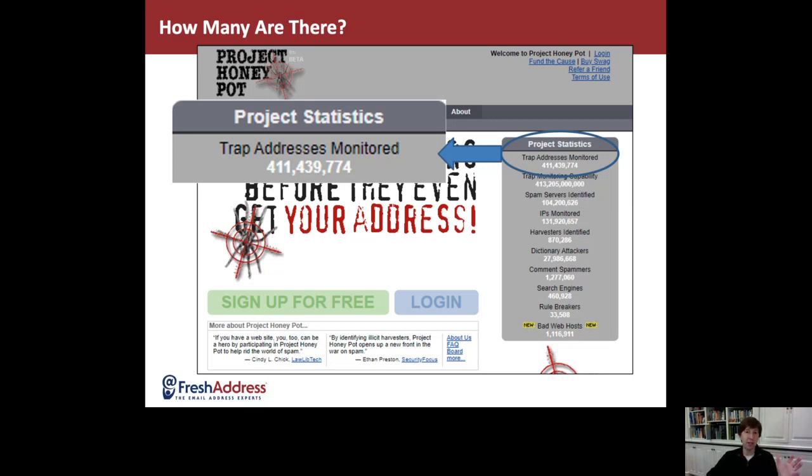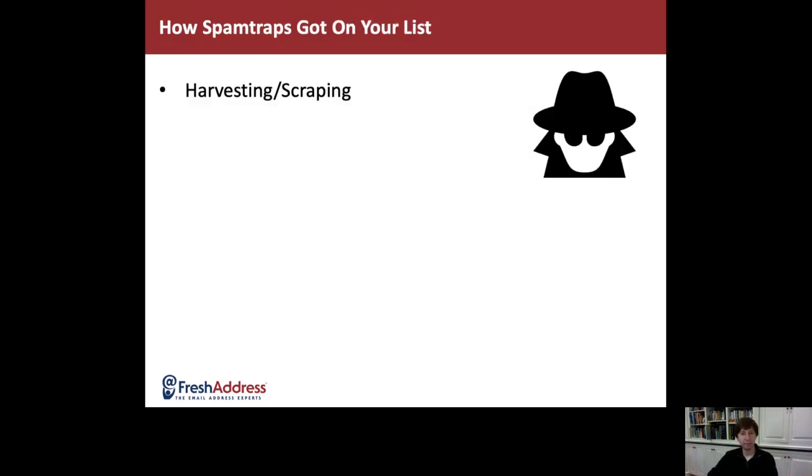So this isn't a case where someone knows all the trap addresses out there and you can just pull them off your list like that. This isn't a static fact. With spam traps, there's always more out there and they might pop up on your list at any time.